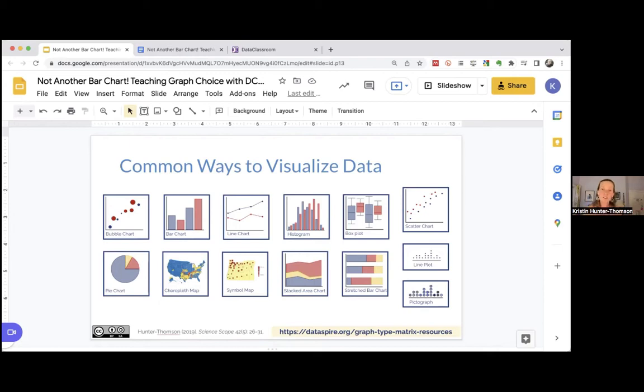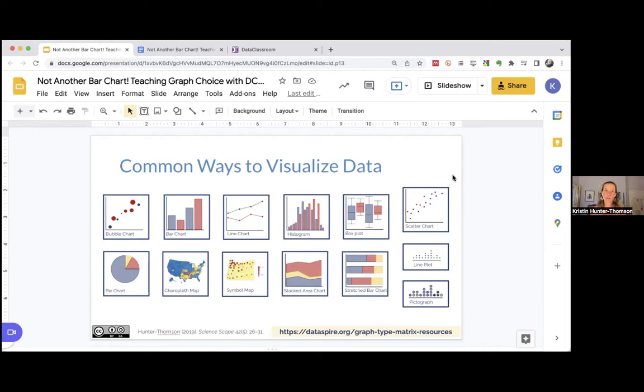If you're not familiar with some of these, don't worry, there's a resource in the shared resource document where you could look them up. I'm not testing you on your knowledge of different graph types today. The tricky thing is, and I was totally guilty of this with my students, that oftentimes we teach our students how to make a pie chart, how to make the bar chart, but not when to use the pie chart or the bar chart.